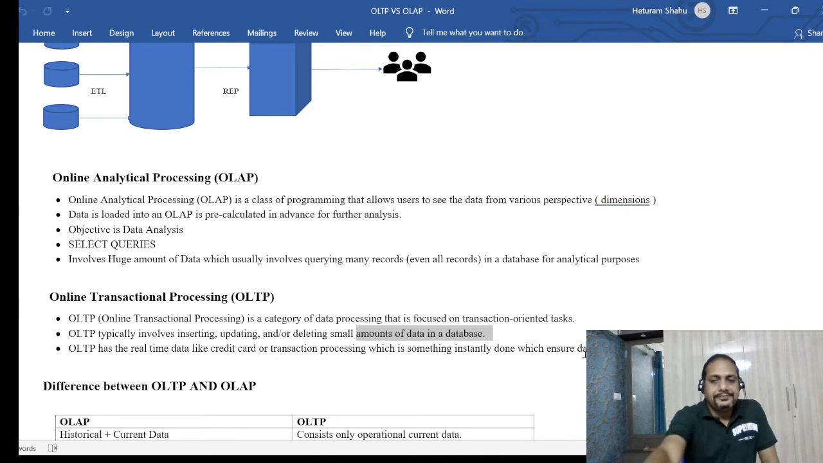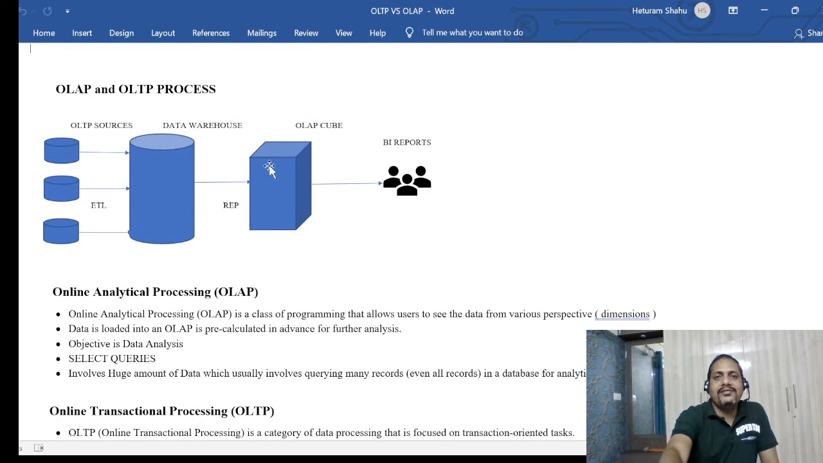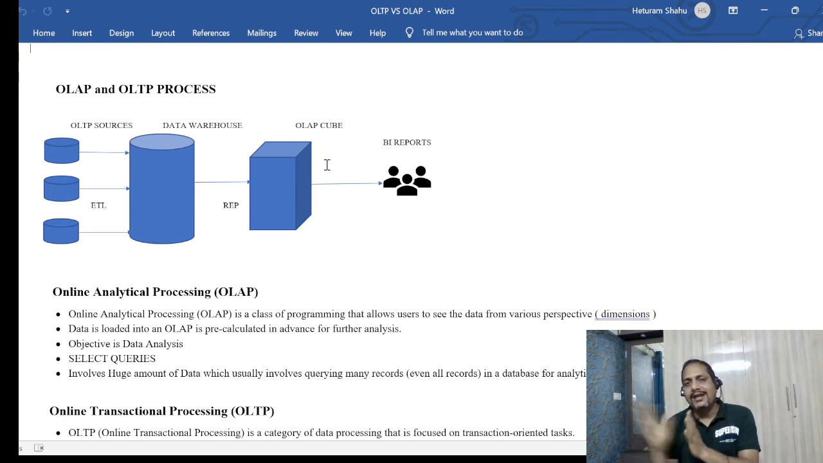Now OLAP, what is OLAP? As I explained, OLAP will come here. This is the OLAP. What is the purpose of OLAP? It is basically to generate reports on the existing data in the data warehouse, and it also flows down to the cube. We run queries and BI reports to fetch the data, and on that data we perform analysis and take certain business decisions.